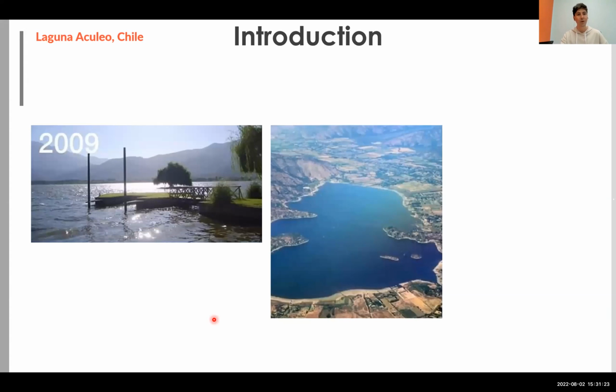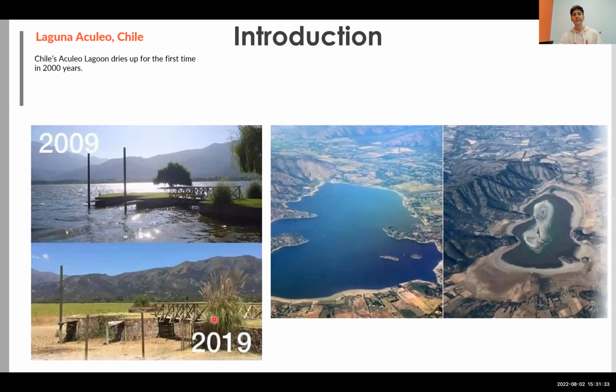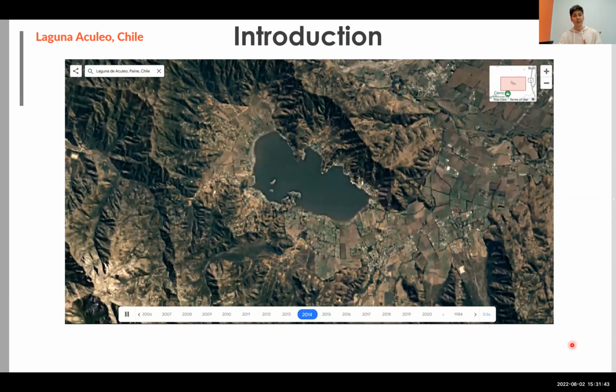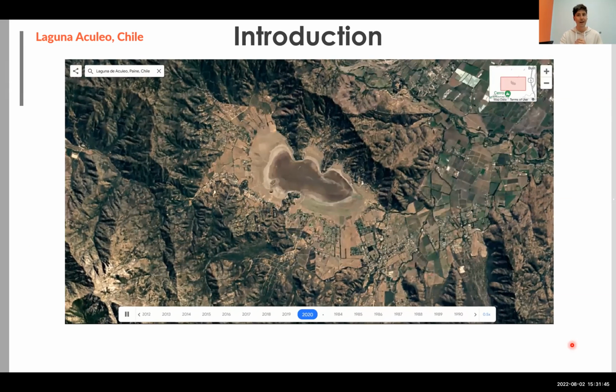More than 10 years ago, it was a beautiful place. Everyone goes there to swim, make a few trips, but right now the lake is dried up. So everything happened in 10 years, and as you can see, from 2009 to 2020, the waters disappeared.